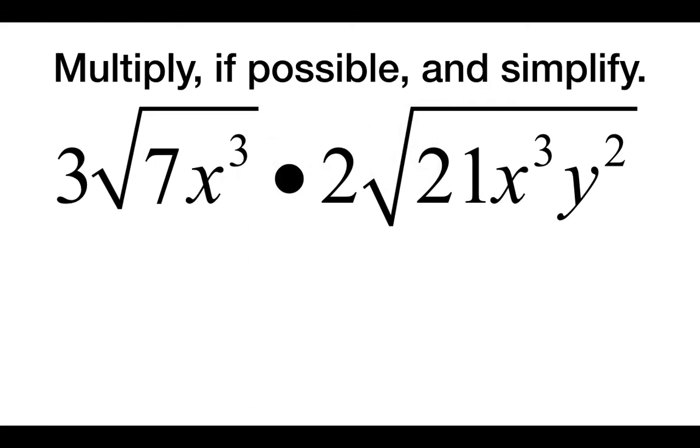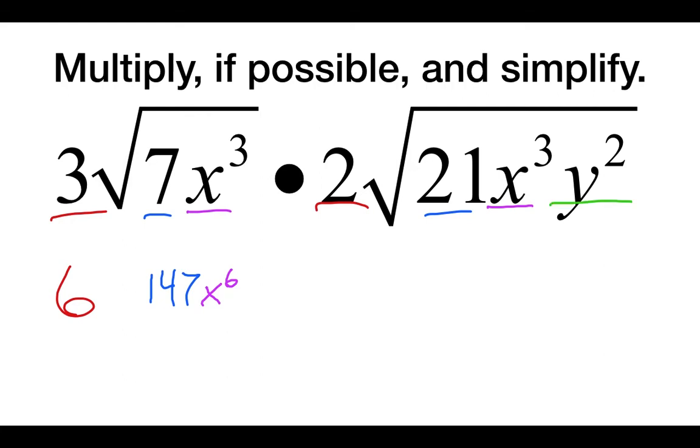Okay, now let's try this one. So first thing I'm looking for is, are these the same root? And in fact, they are. Because we don't see anything, they are both square roots. So I can start to multiply. 3 times 2 is 6. 7 times 21 is 147. And I'm going to write the square root box in just a minute once I have everything together. x cubed times x cubed is x to the 6th. And then we just have y squared by itself.